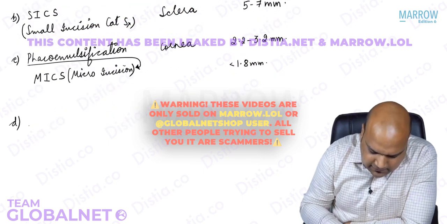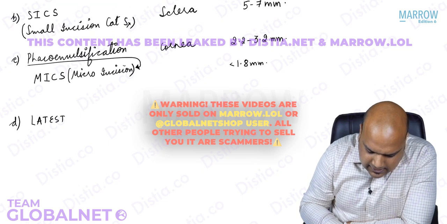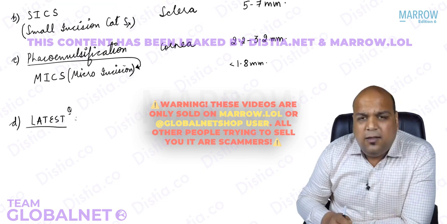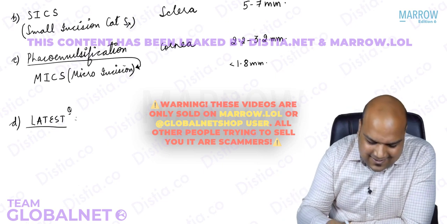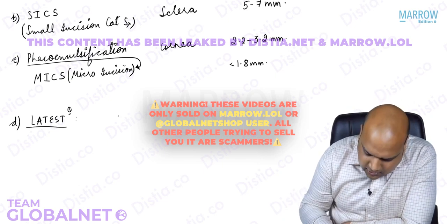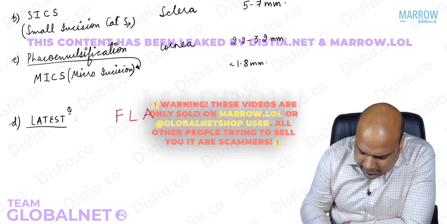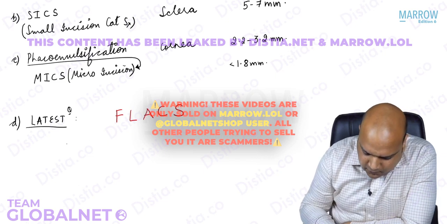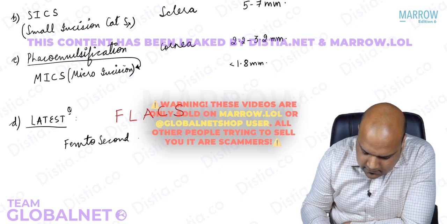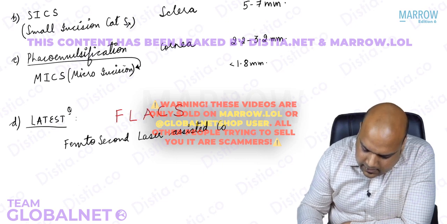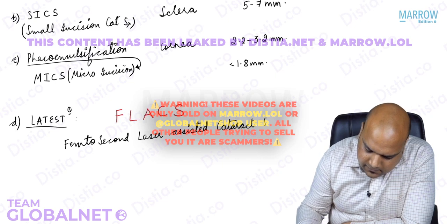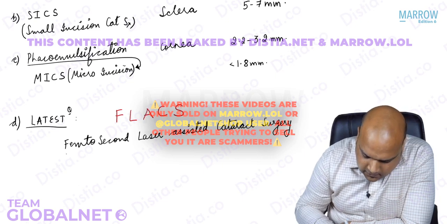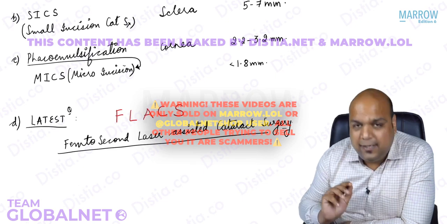After phacoemulsification, if I ask you, what is the latest cataract surgery? It is now 5-7 years old, but still it is the latest cataract surgery. So what is the latest cataract surgery, everybody? A lot of us know the name now. FLACS, or flax, I can say. What is the full form of FLACS? The full form is femtosecond laser assisted cataract surgery. Femtosecond laser assisted cataract surgery.